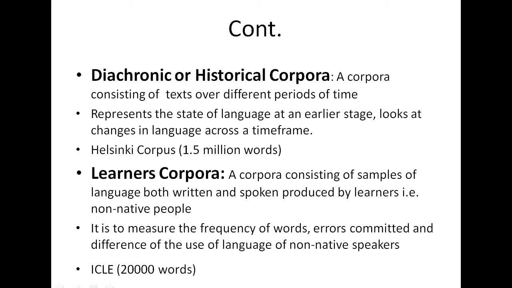Then we can also judge the errors committed by non-native people, and what is the difference of the use of language between native and non-native speakers or writers. If we want to study these features, such kind of corpora would help us. International corpora of learners English consists of 20,000 words. It is an example of learners corpora.